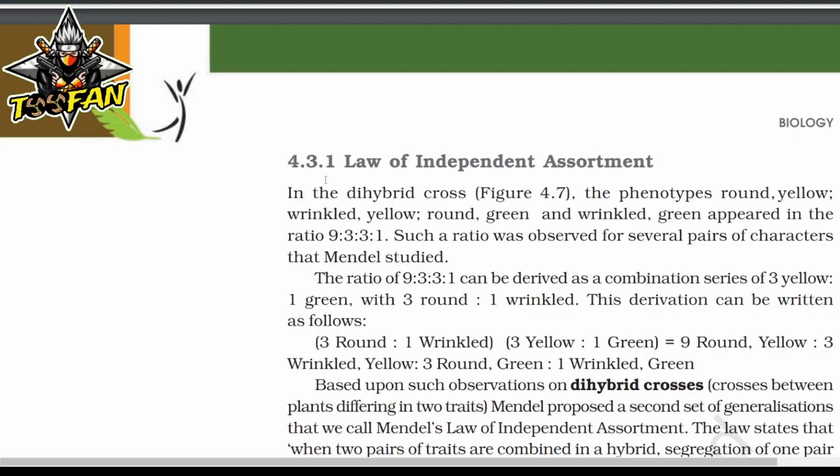Law of independent assortment. In the dihybrid cross, the phenotypes round yellow, round green, wrinkled yellow and wrinkled green appeared in the ratio 9:3:3:1. Such a ratio was observed for several pairs of characters that Mendel studied. The ratio of 9:3:3:1 can be derived as a combination series of 3 yellow, 1 green, 3 round and 1 wrinkle. This derivation can be written as follows.